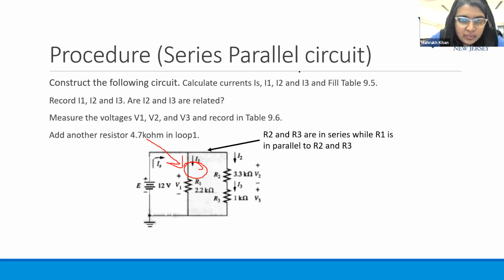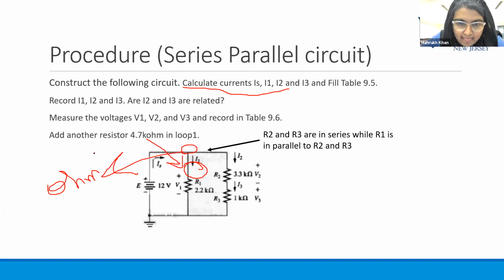One more thing is that when this is asking you to calculate these currents, there are multiple ways of calculating it, right? Either you take 12 volts at this node, and use Ohm's law to calculate the currents, because you have the voltage and you have the resistors. I think Ohm's law would be the best here to calculate the currents.